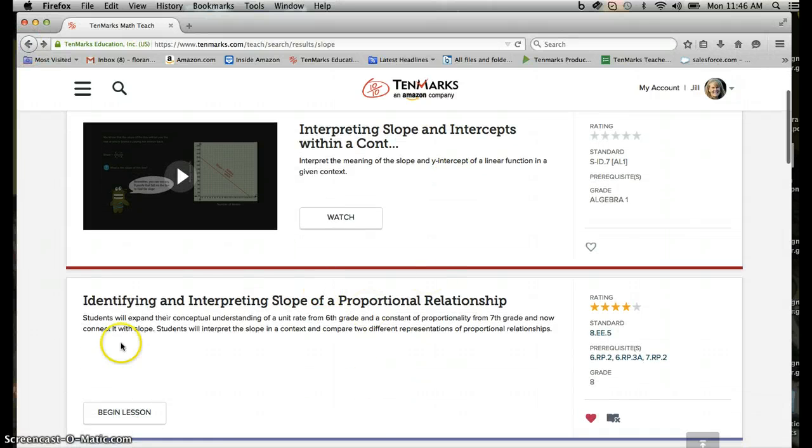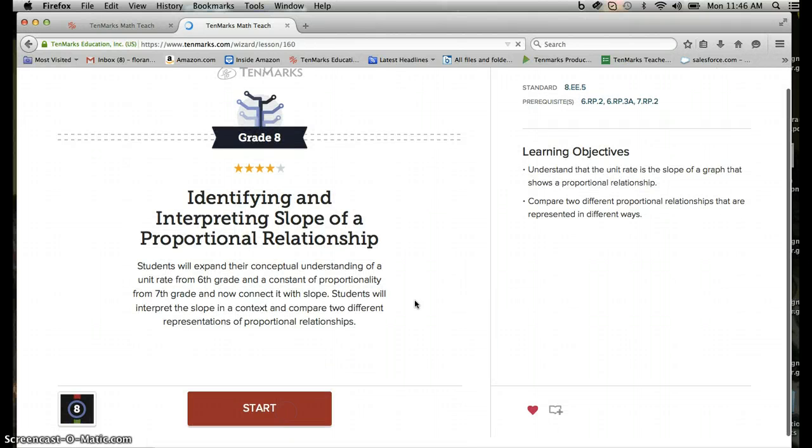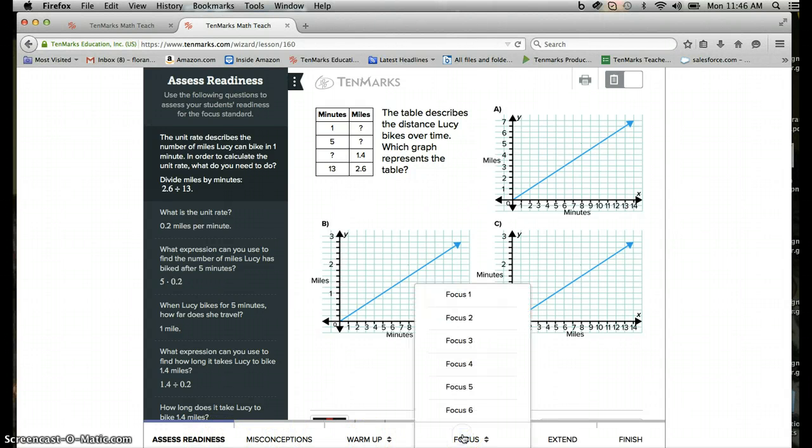So of course the best resources in Teach are the lessons when you have those. So when you begin the lesson, you've got all of those great 5 tools. You've got the assess readiness, the student misconceptions, the warm-ups, and then the focus lessons to introduce and build concept strength for this particular topic, 8EE5.